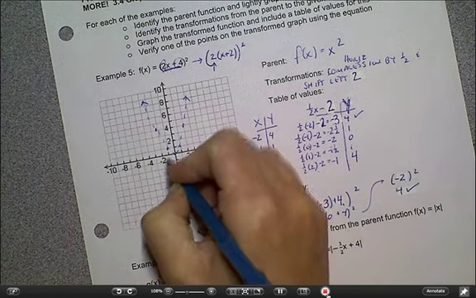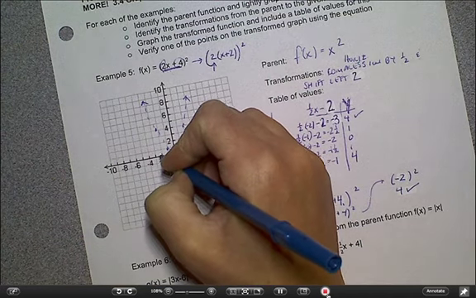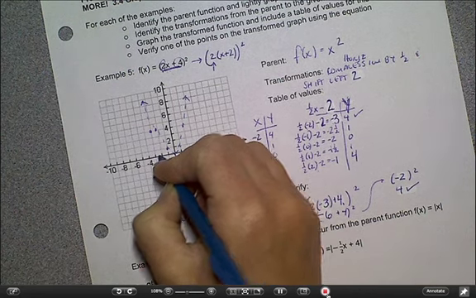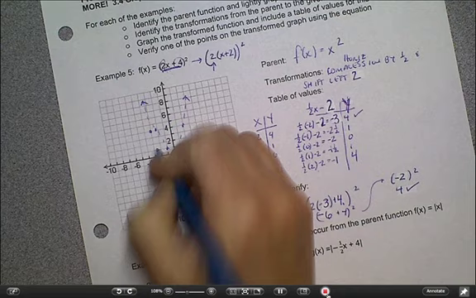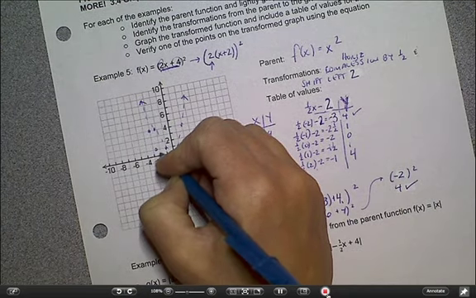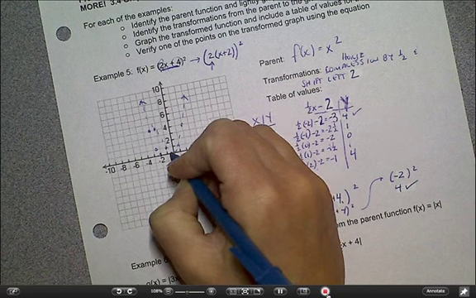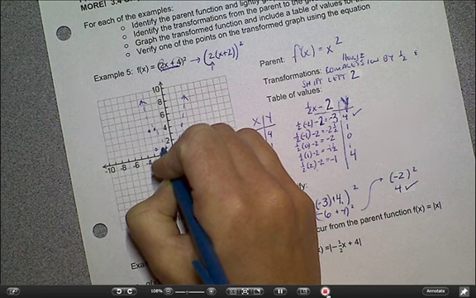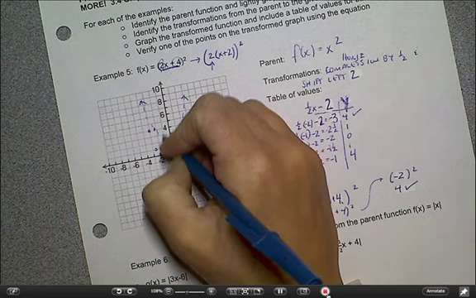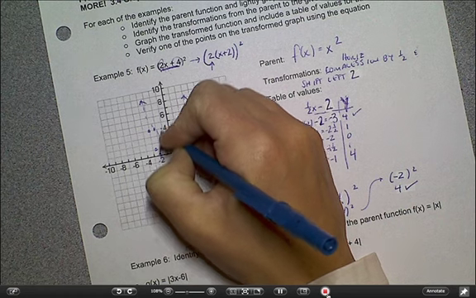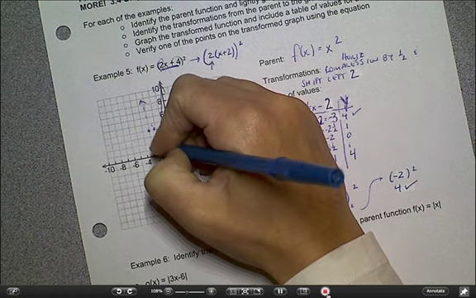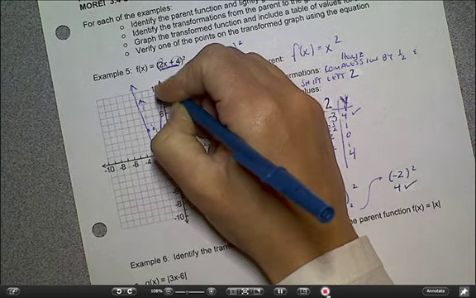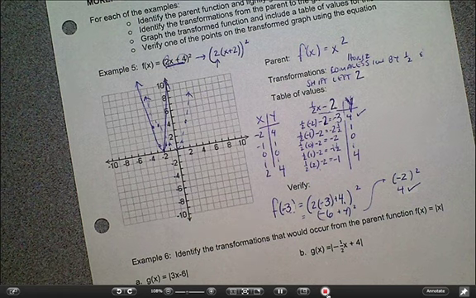So then my transform function should have a point at -3, 4, -2.5, 1, -2, 0, -1.5, 1, and -1, 4. And that would be our transformed function.